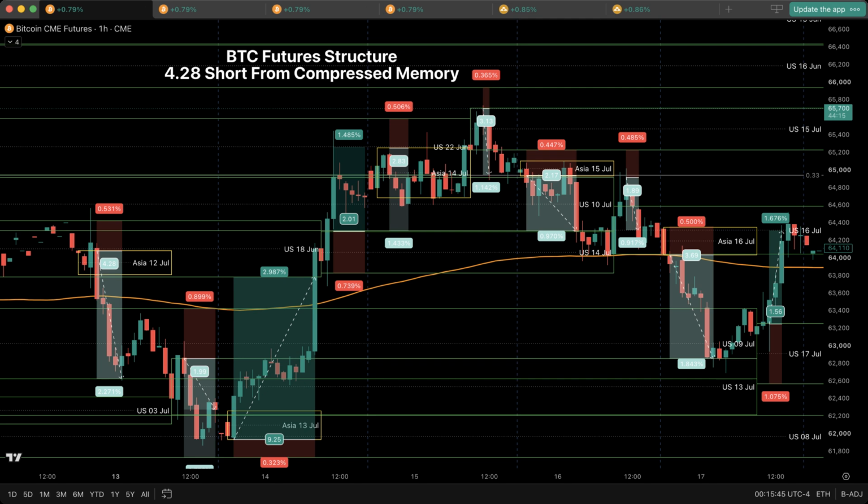Then July 13th US gives friction. The session forms expanded inside July 3rd US memory. The short setup appears. Entry comes from July 13th US upper boundary. Stop sits at July 9th US upper boundary. Target sits at July 8th US lower boundary. Risk-reward ratio reaches 1.99, but price cannot reach the full target inside the session.